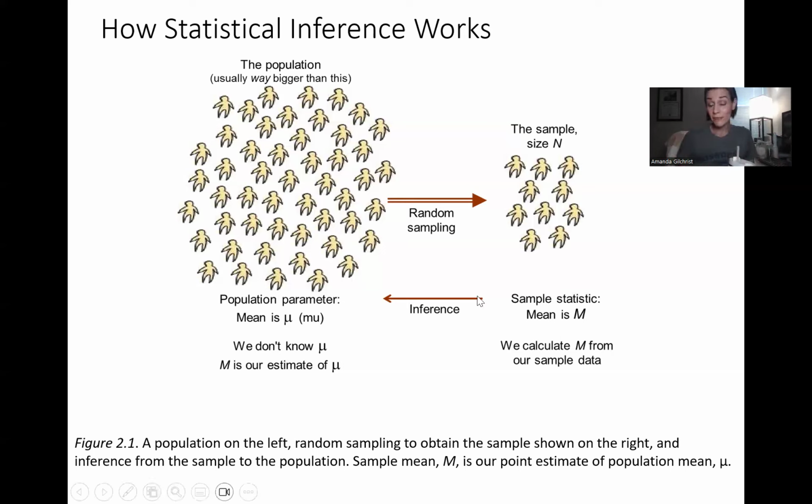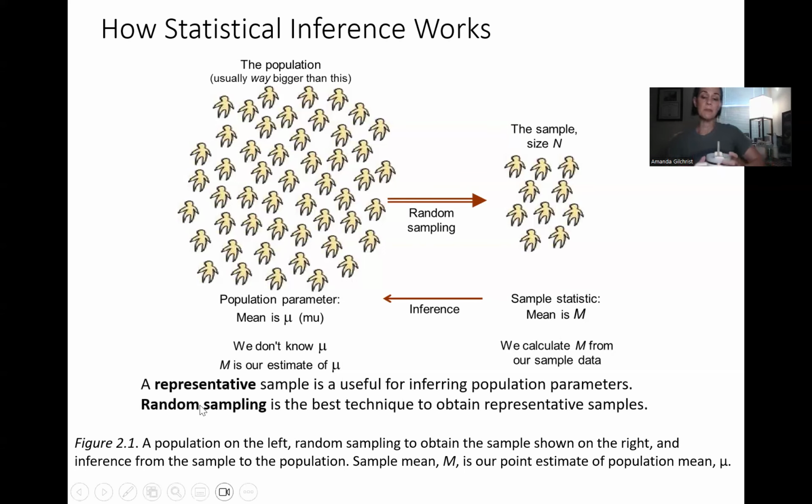That's where statistical inference comes into play. We've randomly sampled the population. Our sample size ideally is going to be sufficiently large and representative of our population. This M is our sample mean. That is our statistic. We're actually going to calculate our mean from our sample data. If we're using random sampling and our sample size is sufficiently large, this sample should be representative of the population, and thus we are going to infer that our sample mean is our best estimate of mu.